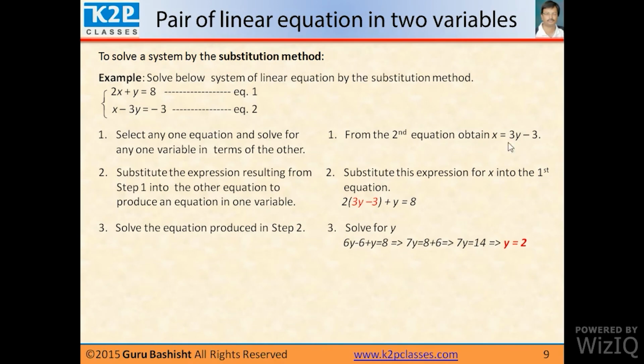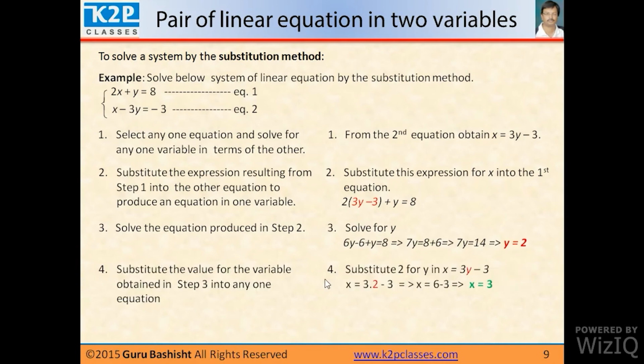Put here 2x + y = 8. x is 3, 3 multiplied by 2 is 6, plus y is 2, 6 plus 2 is 8. x - 3y = -3: x is 3, minus 3 multiplied by 2 is 6, so 3 - 6 = -3. That means this value satisfies both the equations. So x = 3 and y = 2 is the solution of the given system of linear equations in x and y.